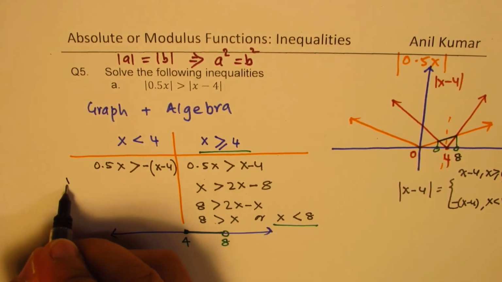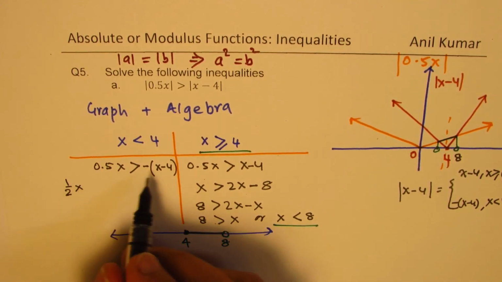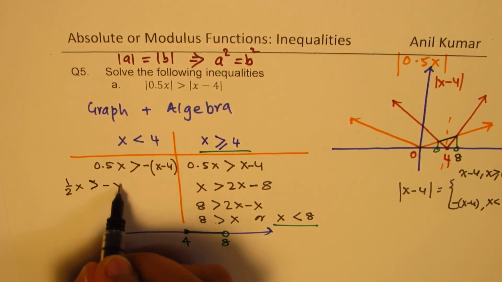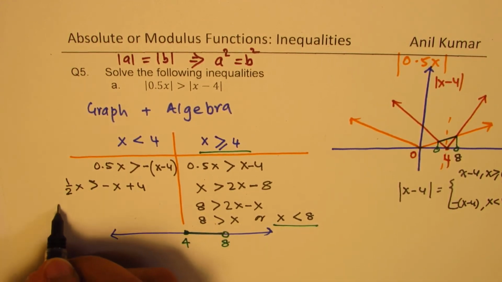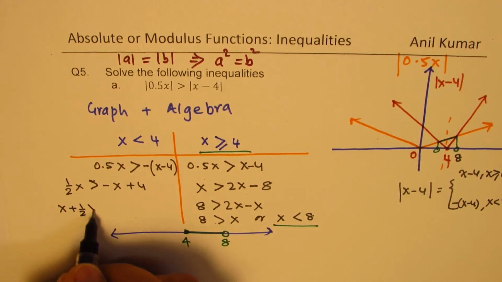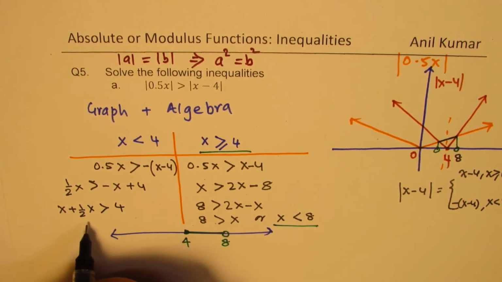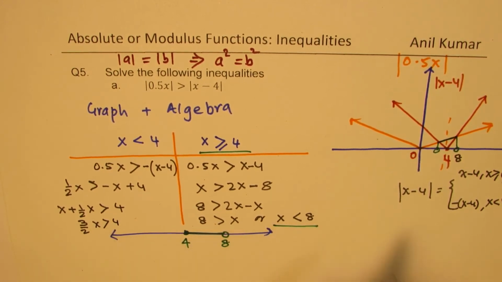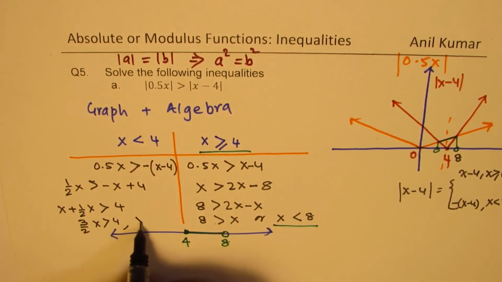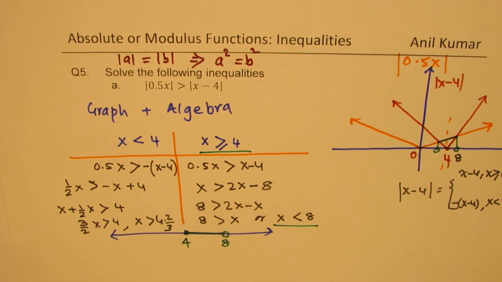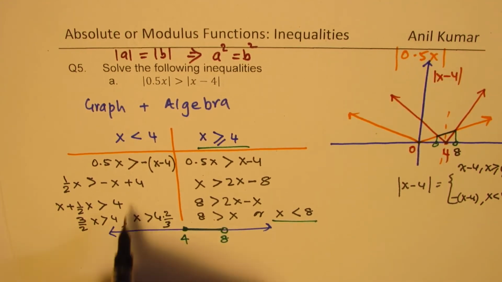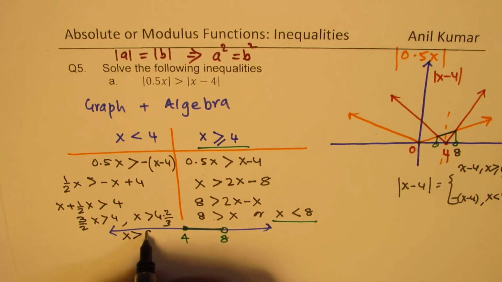Let me rewrite this as half of x, as 0.5 can be written, is greater than minus x plus 4. Bringing this to the other side, we get x plus half of x is greater than 4, right? Which is 3 by 2 of x is greater than 4. And that gives you x is greater than 4 times 2 by 3, which is 8 by 3. So we get x is greater than 8 by 3.